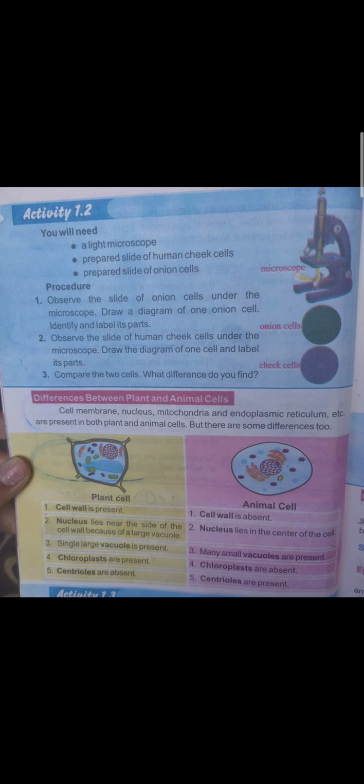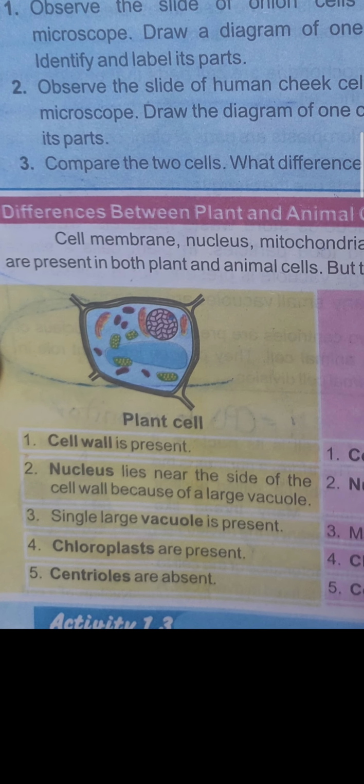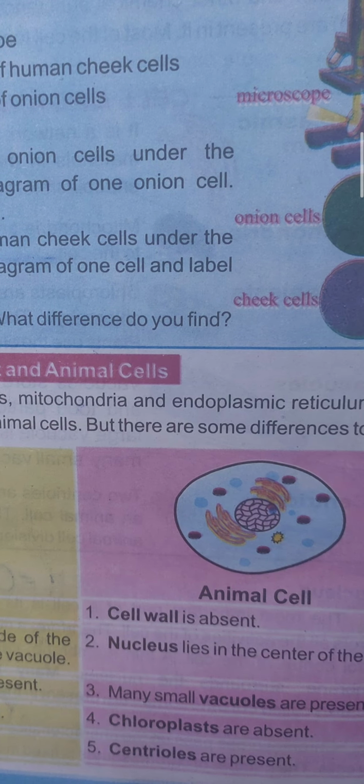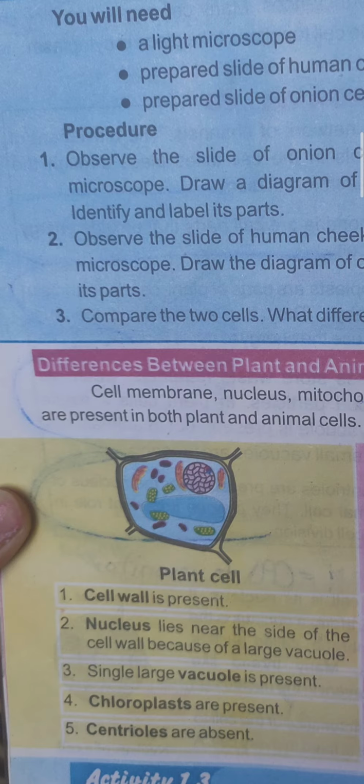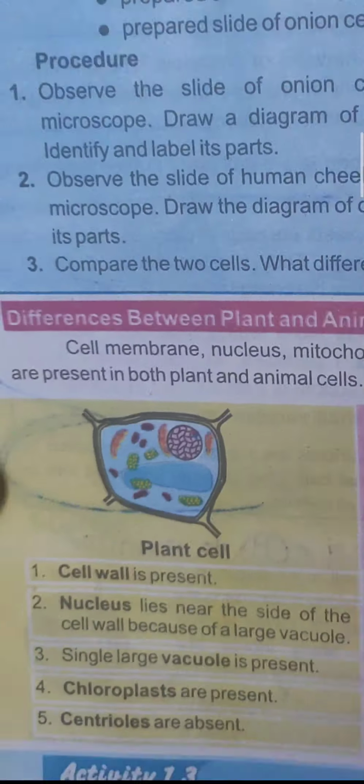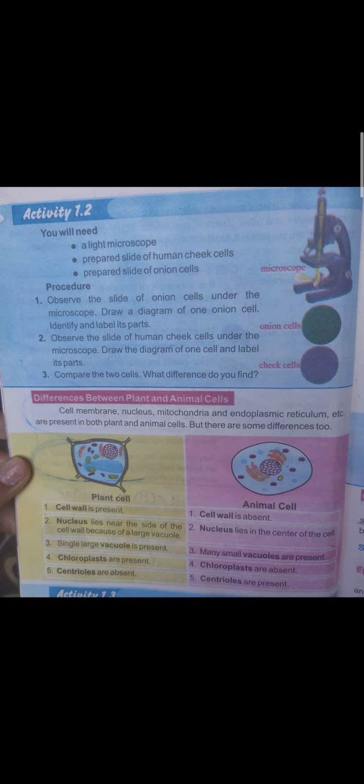Cell membrane, nucleus, mitochondria and endoplasmic reticulum etc. are present in both plant and animal cells, but there are some differences too. For example, a plant cell has a cell wall, while in an animal cell the cell wall is absent. The nucleus lies near the side of the cell wall because of the large vacuole, while in an animal cell the nucleus lies in the center of the cell, like this.